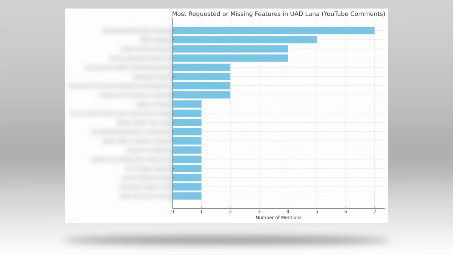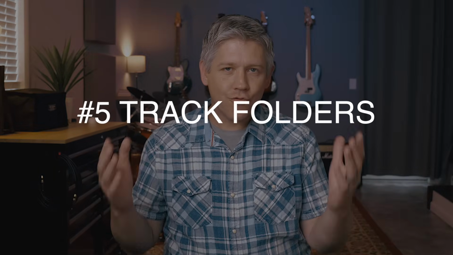Alright, so I went through all the comments on my videos about Luna, and I counted up how many times each of these features were requested. I actually went to a couple of videos on Universal Audio's channel as well, and had ChatGPT go through all those comments and pull out the different feature requests and tell me how many times each one was requested. It made me a nice little chart and everything. So these are the results of my not so scientific survey, and we're going to do a bit of a countdown as well. Okay, so the 5th most requested feature is track folders.